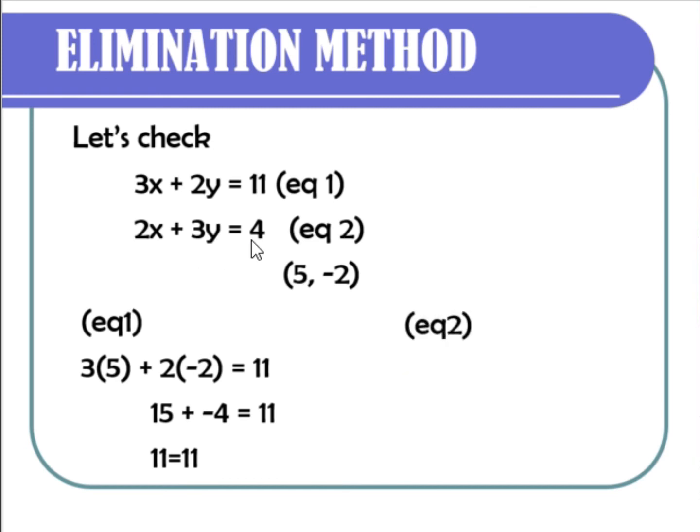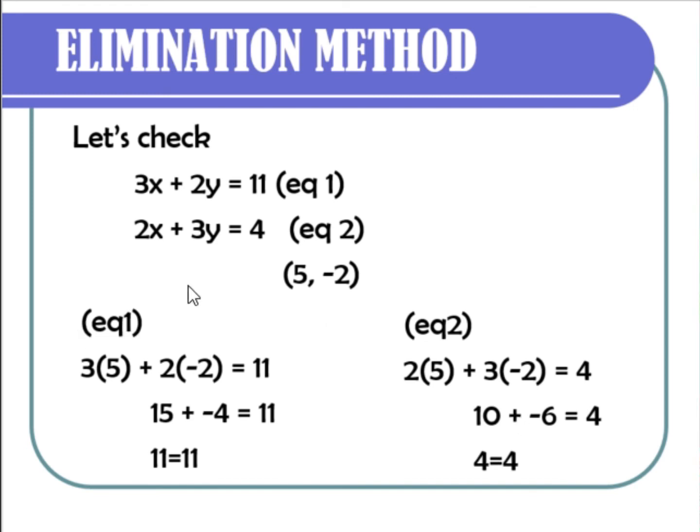What about in equation 2? 2x plus 3y is equal to 4. So, substitute 5, negative 2 to equation 2. We'll have 2 times 5 plus 3 times negative 2 should be equal to 4. 2 times 5 is 10. 3 times negative 2 is negative 6. So, 10 plus negative 6 will be equal to 4. And 4 is really equal to 4. 5, negative 2 is a solution to equation 1. It is also a solution to equation 2. Therefore, it is a solution to the system of linear equation we have in our given.